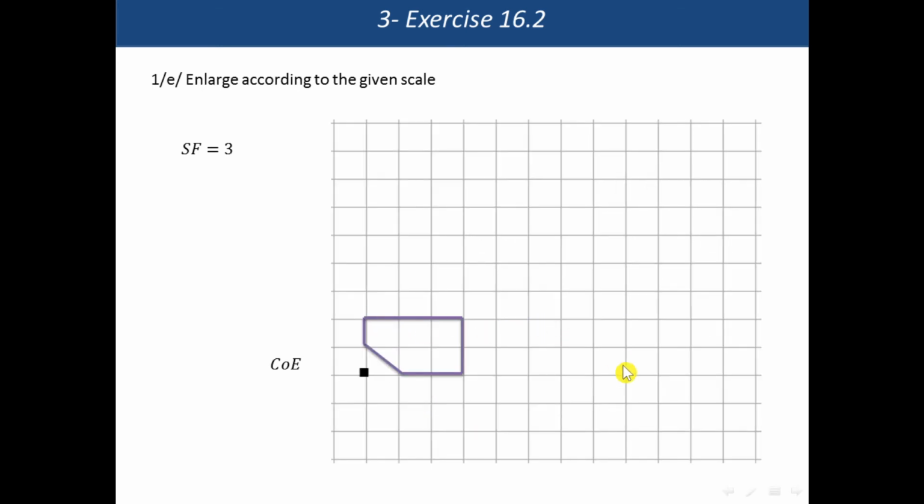Do we have another? Yes, we have now number 1E. Scale of enlargement is 3 and center of enlargement is this one. Again, from where I start to make my enlargement, this is the first thing you have to ask yourself.